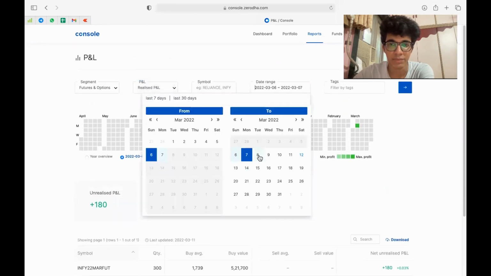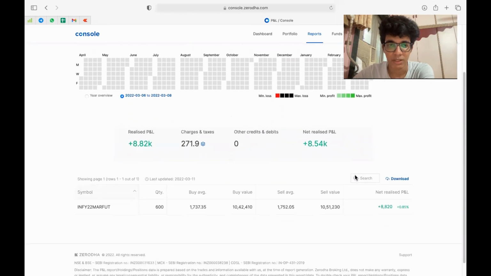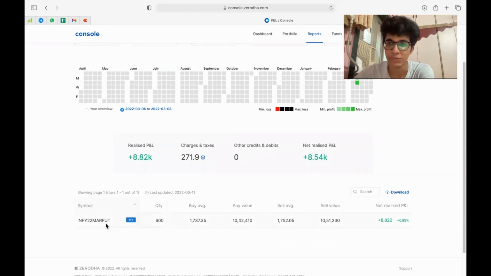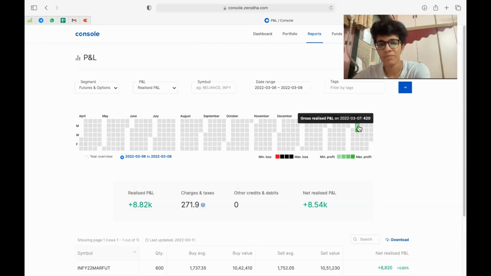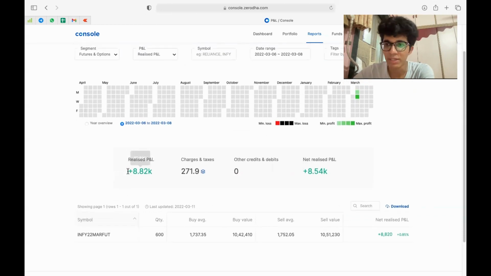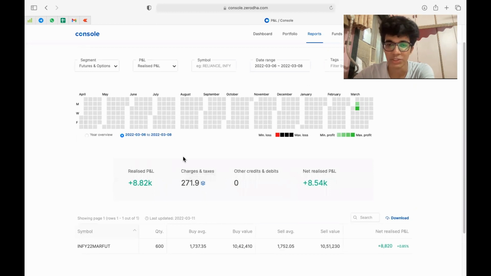Now let's go to the next day, the 8th of March, and we have the Infosys 22 March future again. On the 7th, after my stop loss got hit, I again entered Infosys at the very end of the day. And the next day I booked, like I told you, my target was around 8 to 10K. So this was the target that I was able to book. The charges were 271, and this includes both days, so the charges were probably half of this. And on the second day we were able to book 8,500. So you'll see on the first trade, the only trade I took was 4K.